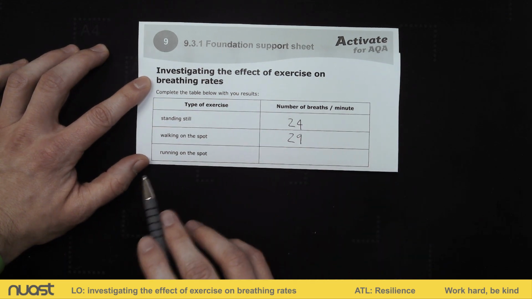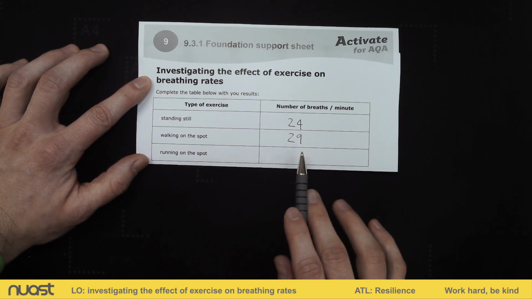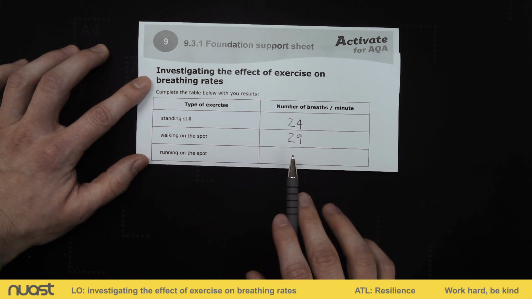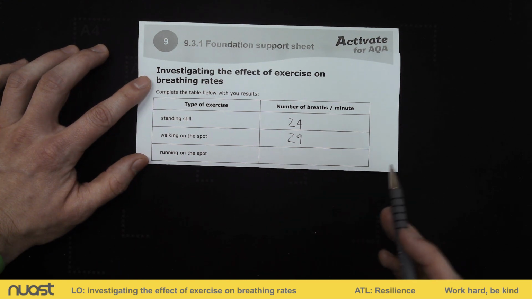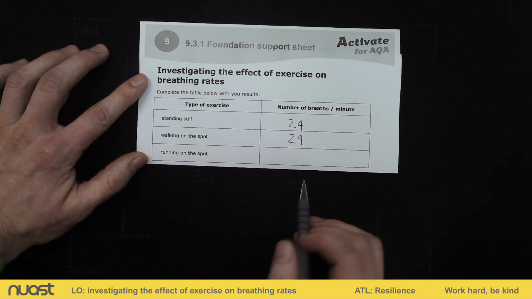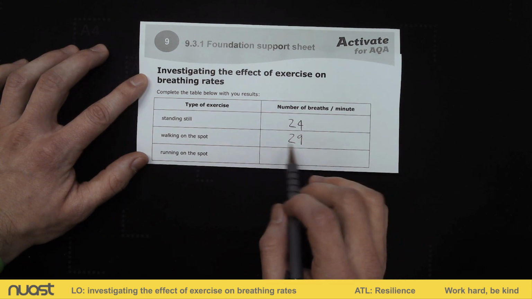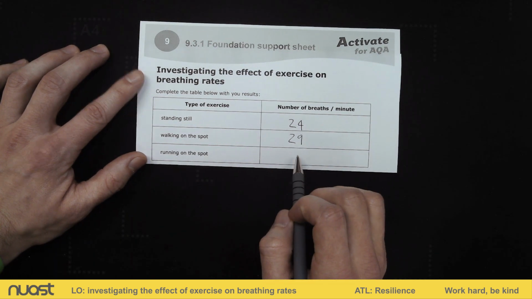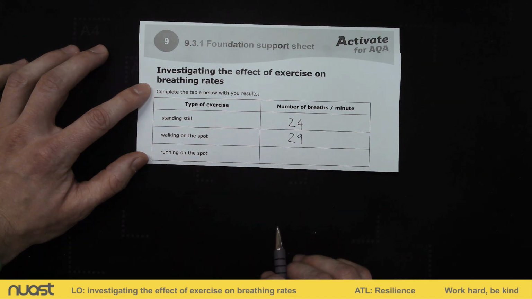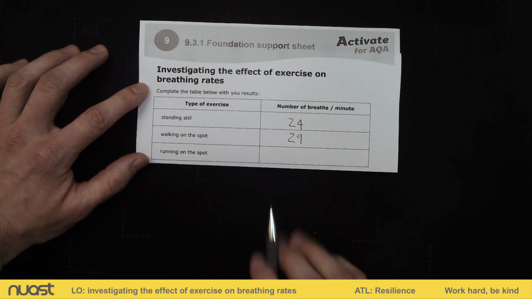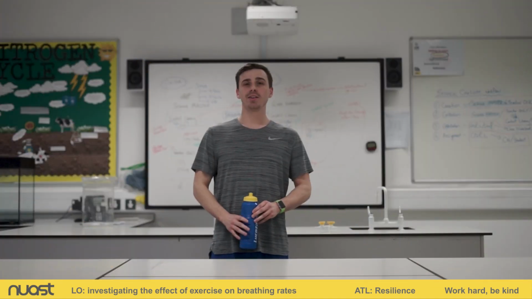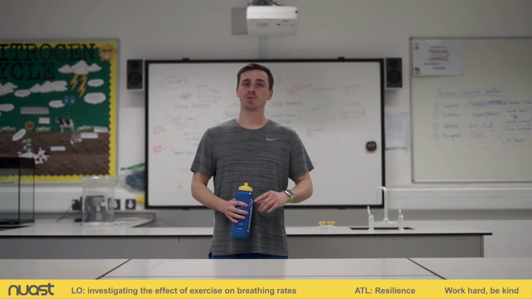So before I do the next one, which is running on the spot, have a guess, see if you can predict how many breaths per minute I will breathe in the next exercise. You can have a guess whether it'll be higher or lower than walking on the spot or standing still, and you can go even braver and see if you can predict my number of breaths spot on. Okay, so guys, now I've done my first exercise, which was walking on the spot.